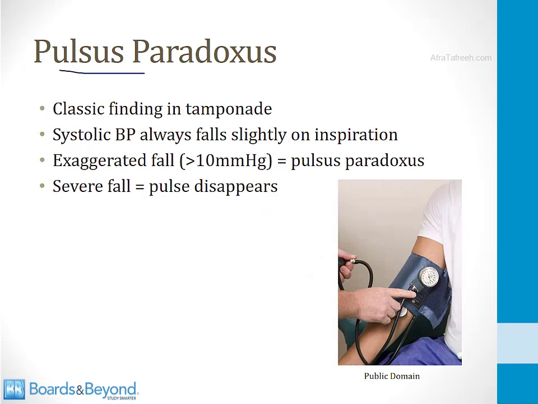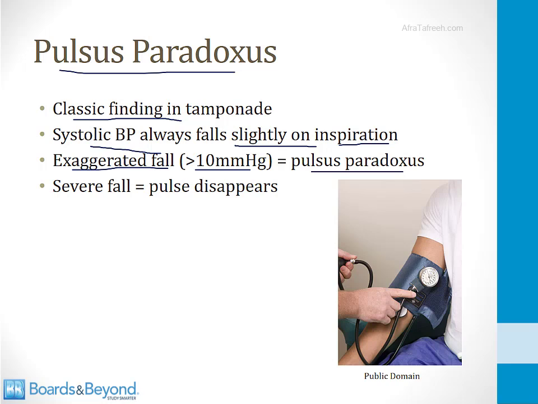Pulsus paradoxus is a change in blood pressure that occurs in tamponade. It is a classic finding of tamponade. In order to understand pulsus paradoxus, you need to understand that our systolic blood pressure always falls slightly when we take in a breath, or inspire. In tamponade, there is an exaggerated fall greater than 10 millimeters of mercury, and this is called a pulsus paradoxus.